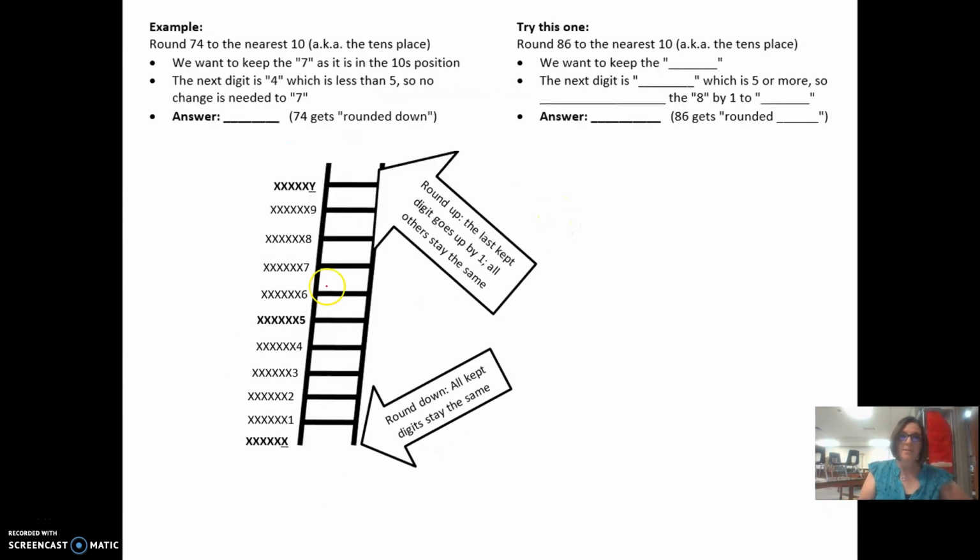Here are some more examples in your packet. If we had 74, and we're going to go to the tens place, the tens place has a 7 in it. The next door neighbor is a 4. So we're going to go down the ladder and keep it a 70. If you had 86 and we're going to the tens place, the tens place has an 8, and the next digit is a 6, which is 5 or more. So we're going to round up, or increase the 8 by 1 to make it 9. So this one would become 90, and it gets rounded up.